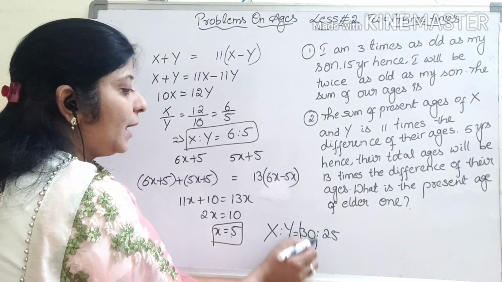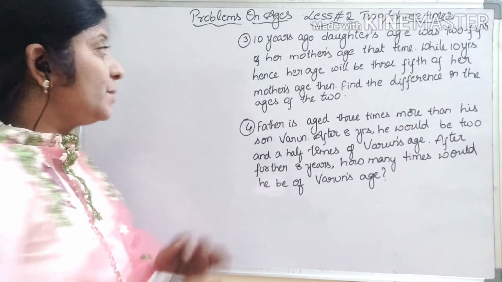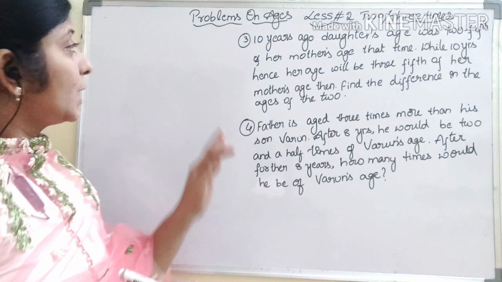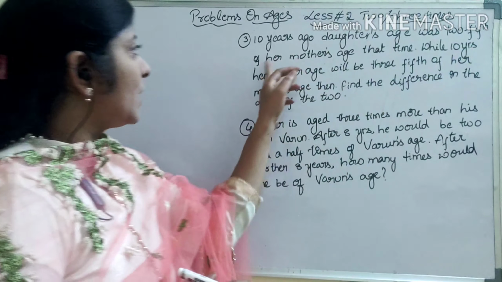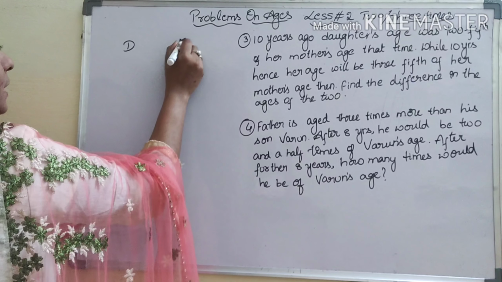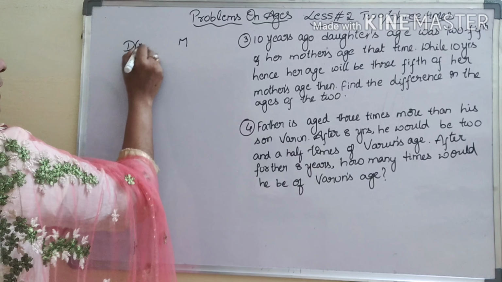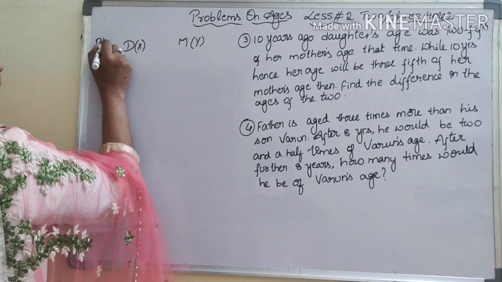Now let us go to the next problems. So now we will have another 2 more problems. For third one, given 10 years ago, daughter's age was 2/5 of her mother's age. Let us consider mother. Daughter age will be X and mother age will be Y. These are present ages.